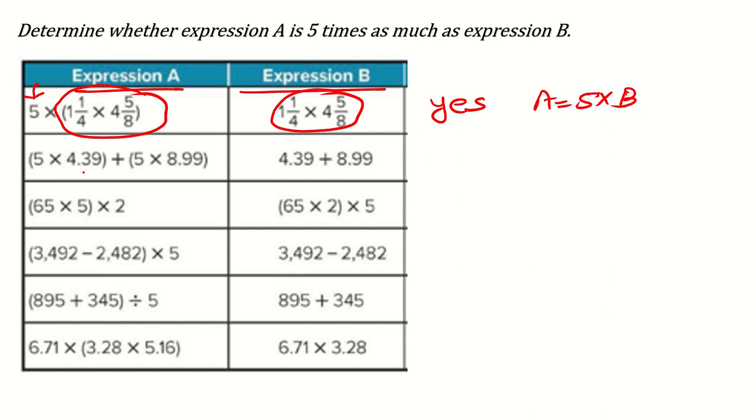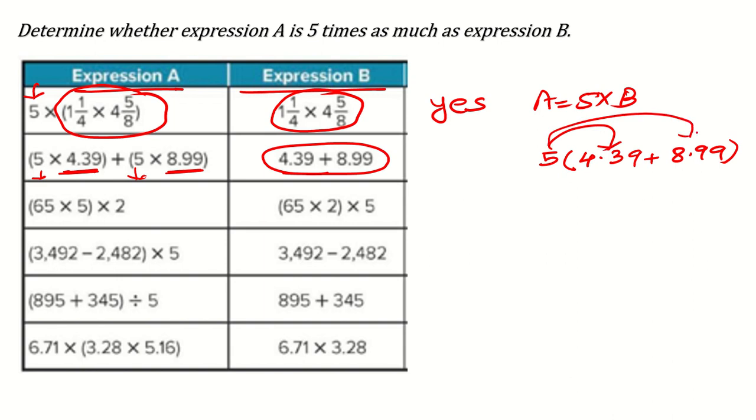Okay. Now here you see you have 4.39 plus 8.99. Here you have 4.39 and 8.99. But why is 5 written at both places? Now you see here, if you write like this, okay, I'll write so that I can write the result in the same place: 5 times (4.39 plus 8.99). If I write like this, and if you apply the distributive property, then you will multiply this inside the bracket. So you will get the same expression. So it means it is also yes.